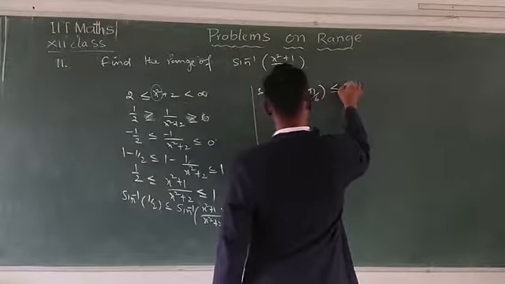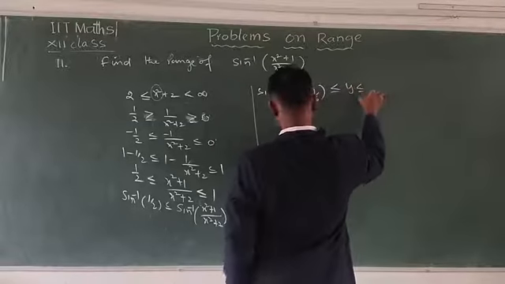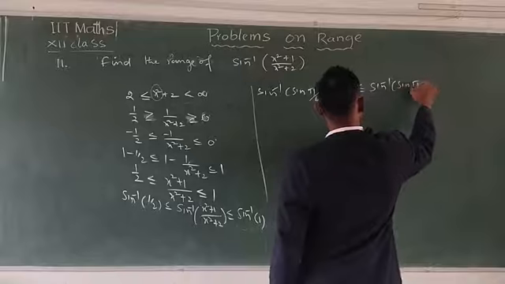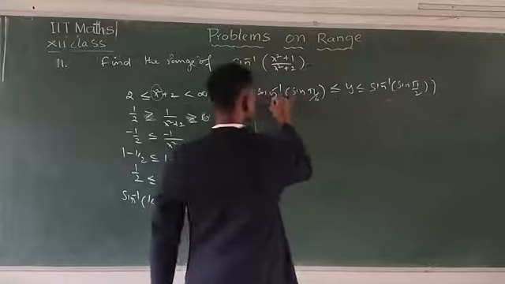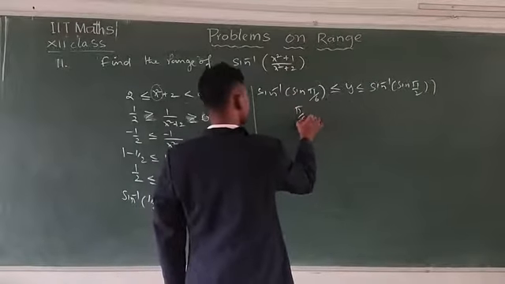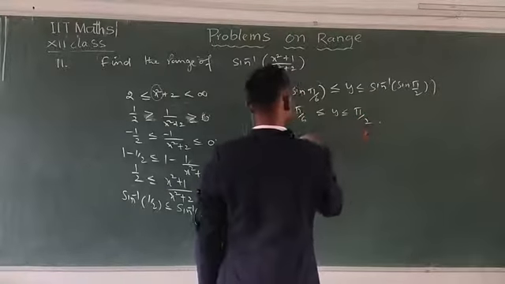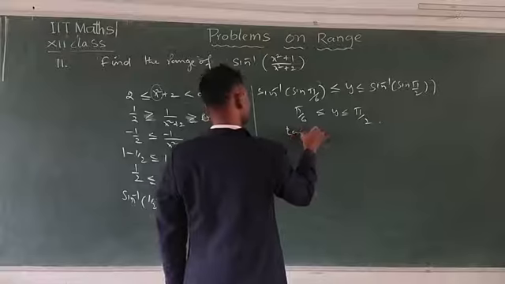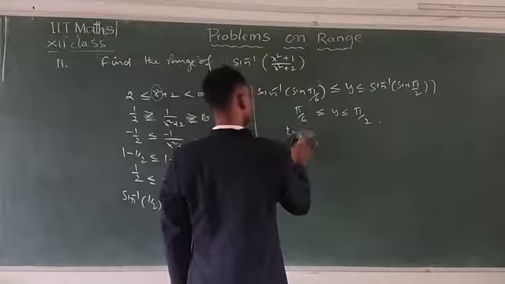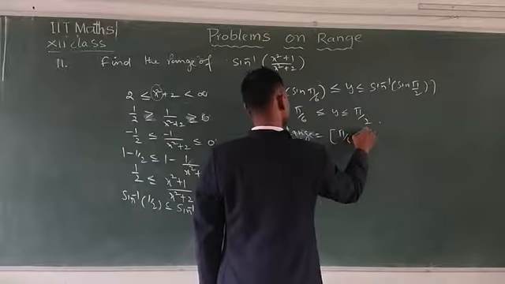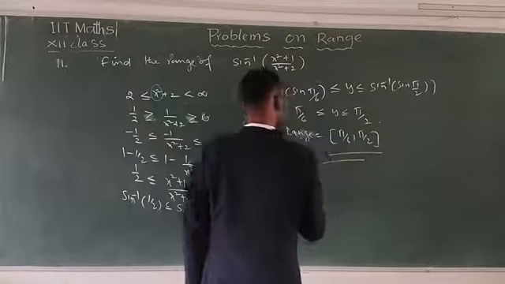Less than or equal to, y is less than or equal to sin inverse of sin pi by 2. Now sin inverse of sin gives x, so pi by 6 is less than or equal to y, which is less than or equal to pi by 2. Now its range is the closed interval pi by 6 comma pi by 2. This is the answer. Note down.